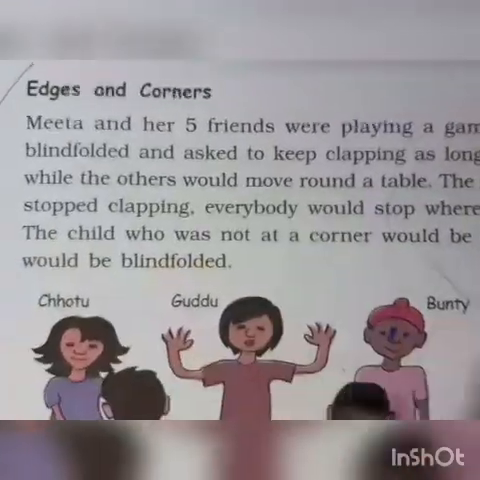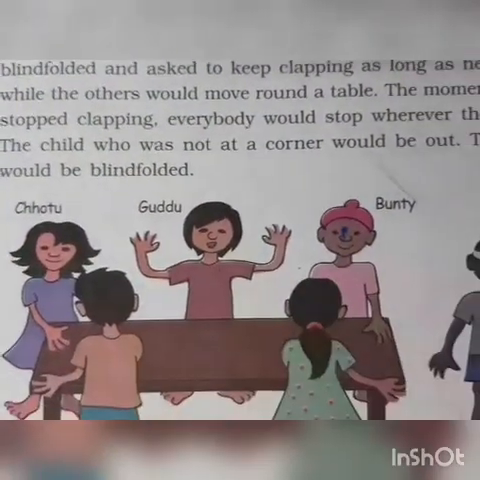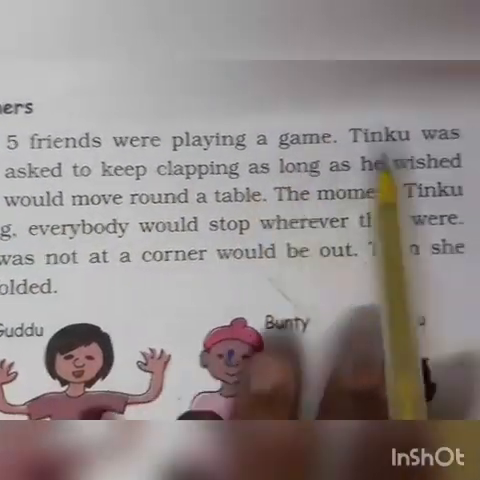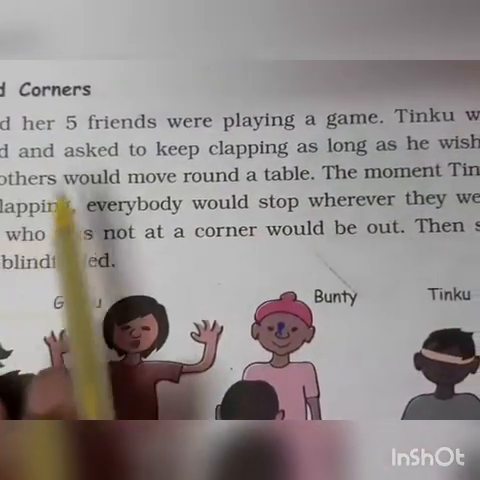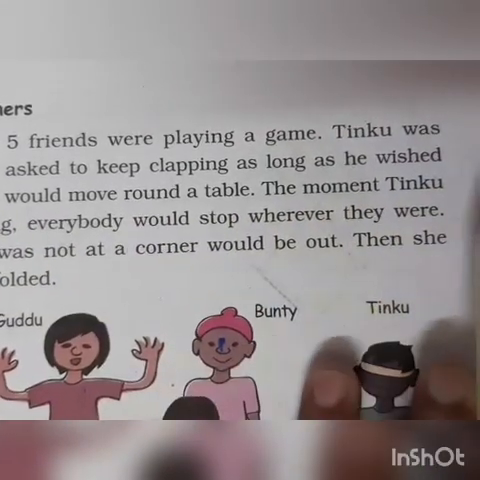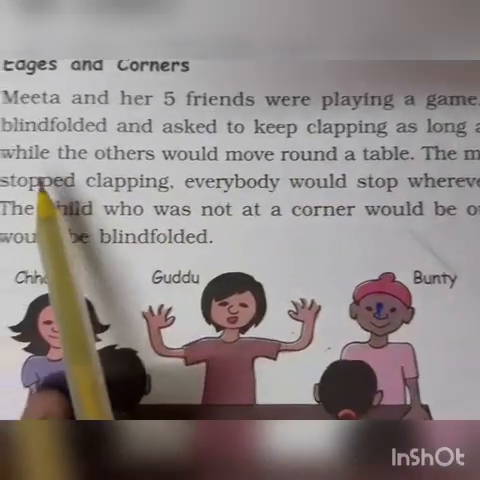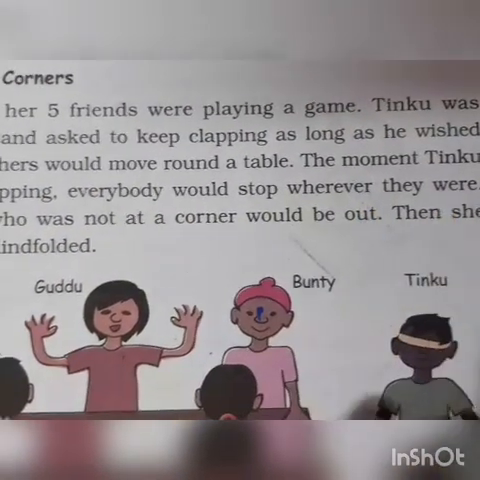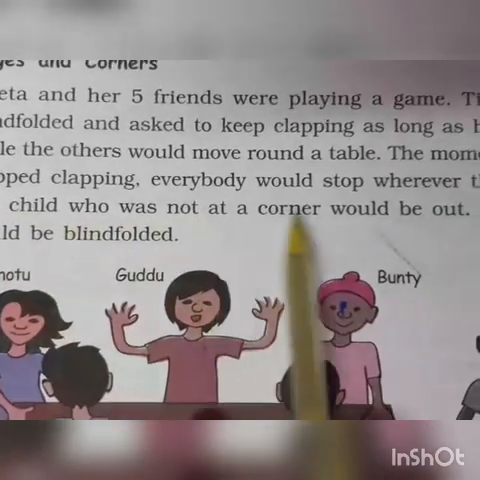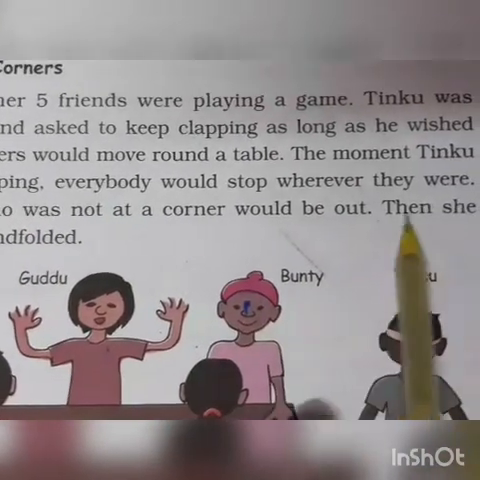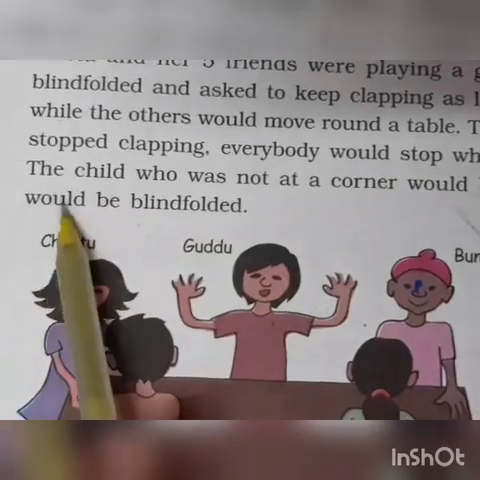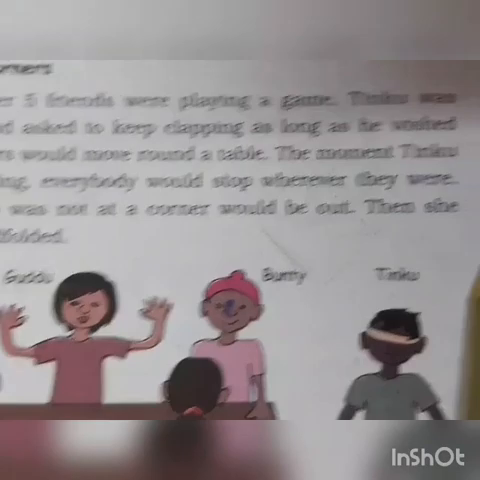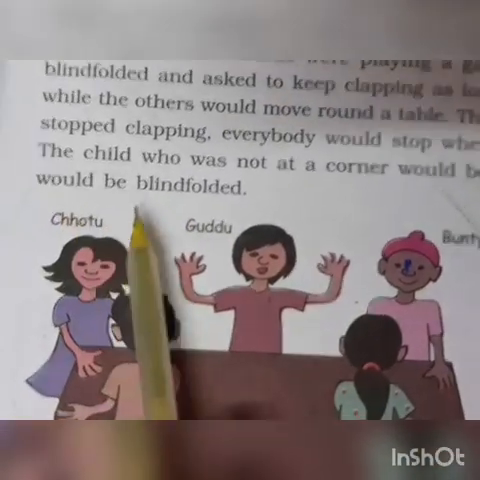Now here's a small story or the play between these children. Their children are playing now. Meeta and 5 friends were playing a game. Tinku was blindfolded and asked to keep clapping as long as he wished. Now what happened next is, while the others would move around the table, the moment Tinku stopped clapping, everybody would stop wherever they were. The child who was not at the corner would be out. Then she would be blindfolded.